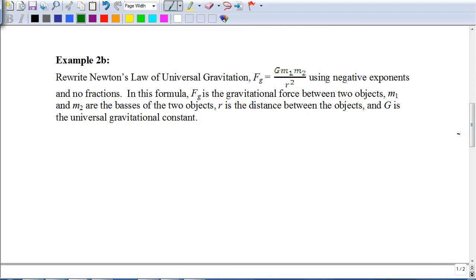Why don't you guys give this one a try? It says rewrite Newton's law of universal gravitation using negative exponents and no fractions. Why don't you guys take a second and do that?